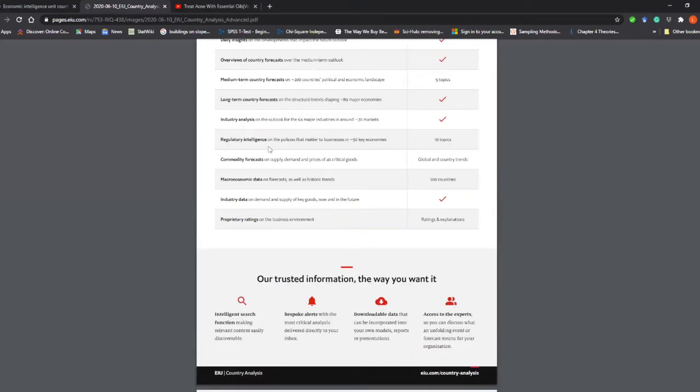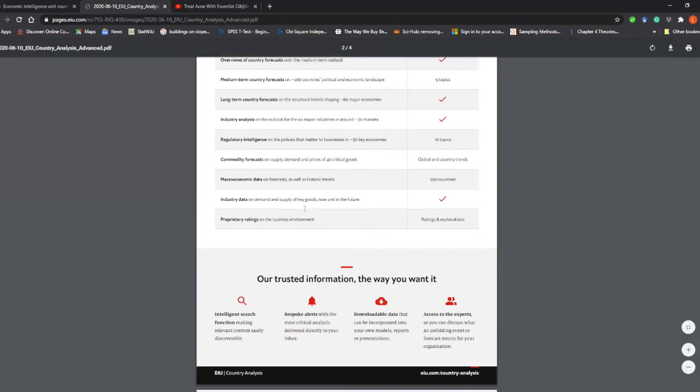They'll also give you regulatory intelligence on the policies that matter to businesses in 50 key economies. They will also give you commodity forecasts on supply, demand, and prices of 40 critical goods. They will also give you macroeconomic data on forecasts as well as historic trends. They will also give you industry data on demand and supply of key goods now and in the future. And they'll also give you proprietary ratings on the business environment.